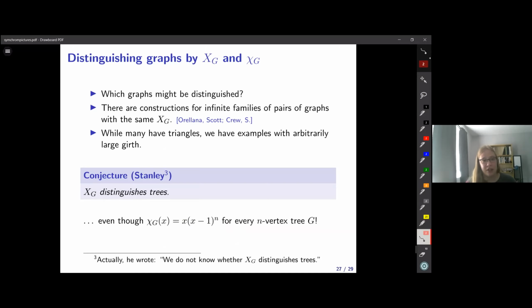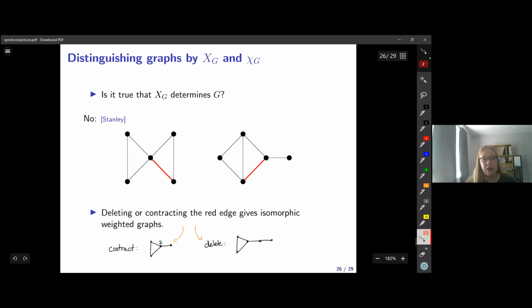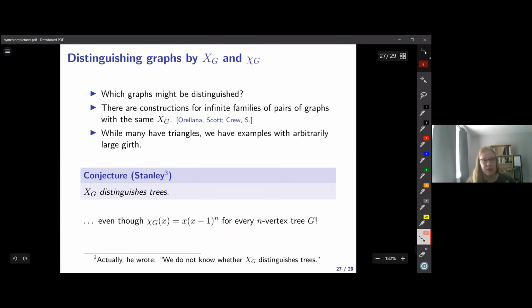And many of these constructions initially had triangles, right? If you look back to the previous example, one thing that we actually benefited from was doing contraction and then getting rid of double edges. And this somehow uses that this thing has triangles, which cancel different double edges in the different pictures. So maybe triangles were the problem, but in fact, now we have examples that have large girth, which leaves only one possible conjecture, which is due to Stanley and says this thing distinguishes trees.